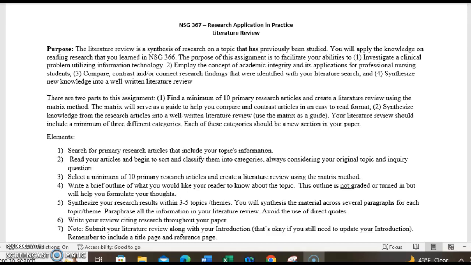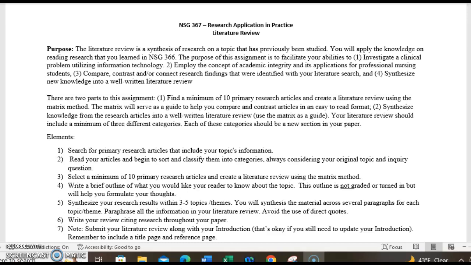Again, you will synthesize your research results within 3 to 5 topic areas or themes, and you will synthesize the material across several paragraphs. So typically, each topic area would be several paragraphs. It is very important that you paraphrase all information in your literature review. Your literature review should avoid the use of direct quotes. Paraphrasing reflects a higher level of understanding and analysis, and is expected in professional writing.